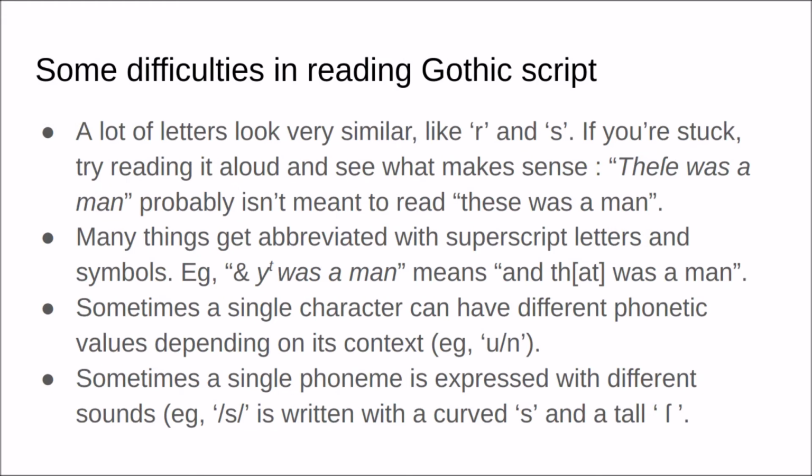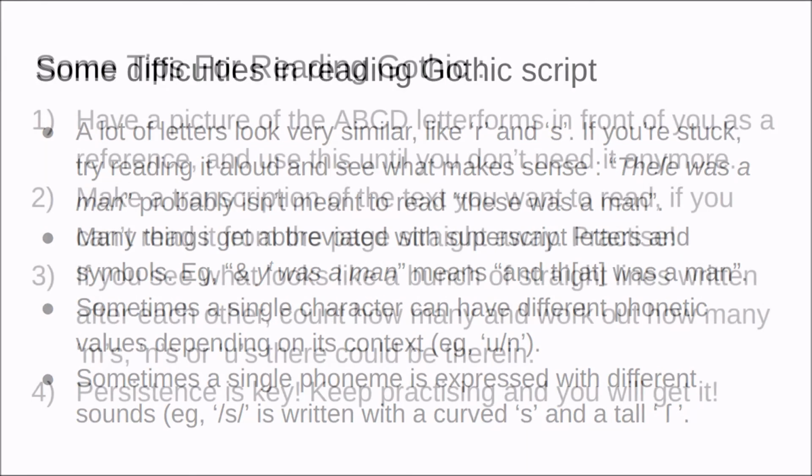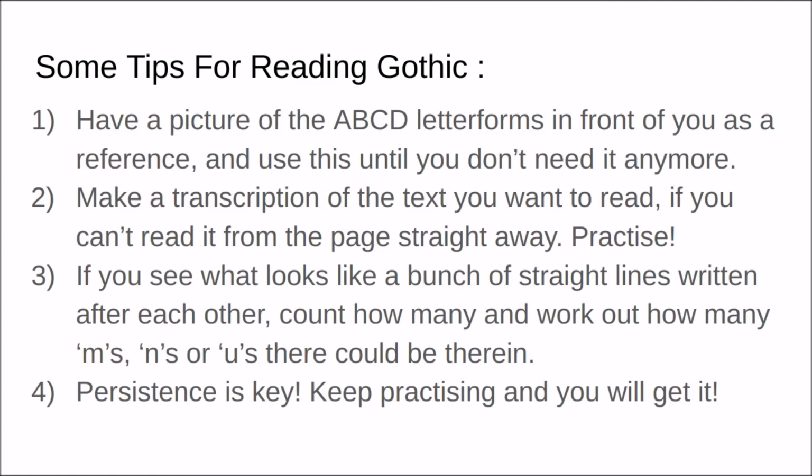Some more tips for reading Gothic are to, 1, have a picture of the ABCD letter forms in front of you as a reference and keep using this until you don't need it anymore. 2. Make a transcription of the text that you want to read, and if you can't read it from the page straight away, just keep practicing and transcribing and you will get there.